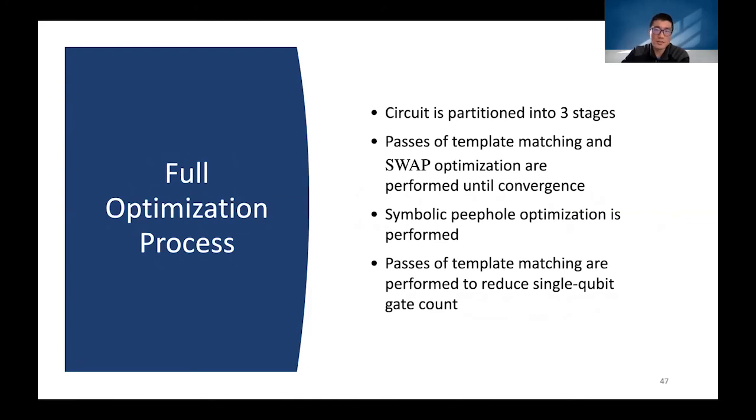So now putting everything together, we have discussed the template matching technique and the symbolic peephole optimization technique. Combining them both, we have our final full solution for optimizing Clifford circuits. Basically, given a circuit, we partition the circuit into three stages. We then run multiple passes of template matching and swap optimization until the circuit reaches convergence. After that, we carry out symbolic peephole optimization to further reduce the number of 2-qubit gates.